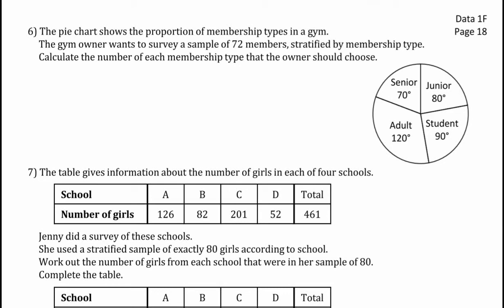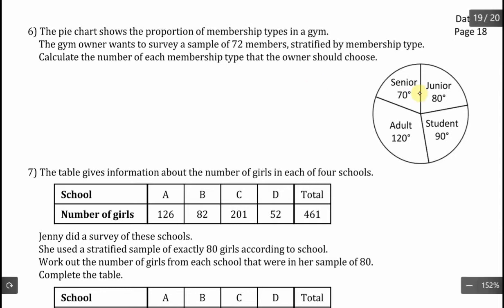Okay, let's finish stratified sampling by going through page 18. We've got a pie chart showing the proportion of membership types in a gym. The gym owner wants to survey a sample of 72 members stratified by membership type. Calculate the number of each membership type that the owner should choose.